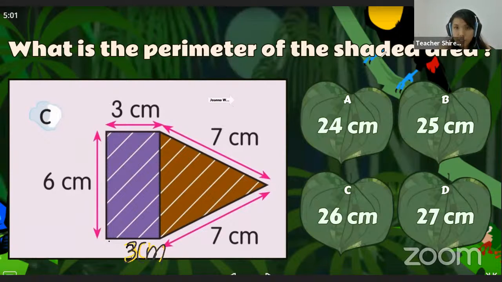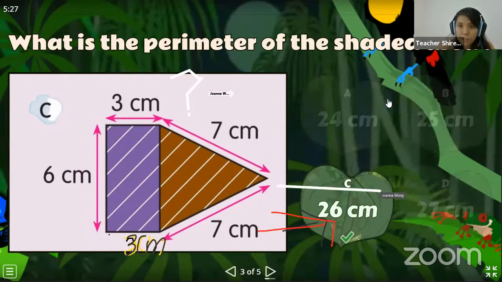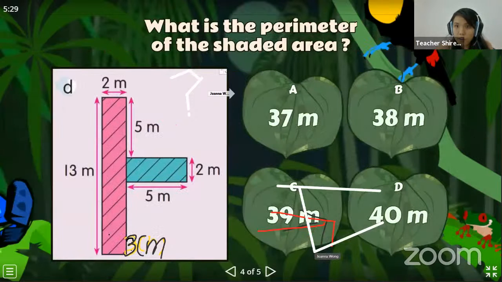Which is the answer? Which is the answer? Very good. It's 3 plus 3 plus 6 plus 7 plus 7. And you will get, you have the control, Charlize. Oh, okay. Let me control for you then. Very good. Good job. Okay.